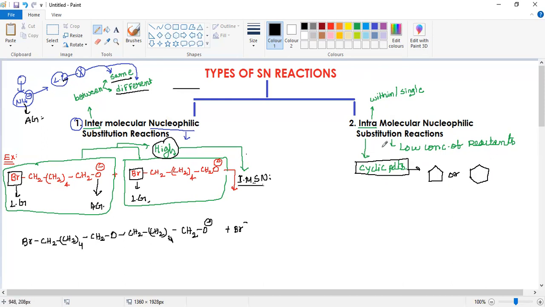These are cyclic products. If the intramolecular nucleophilic reactions can form a 5 membered or 6 membered ring, then we say they are highly favored. Highly favored for what? Highly favored for intramolecular nucleophilic substitution reactions, because of stability. Clear?